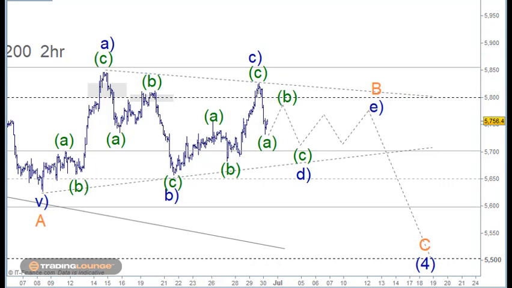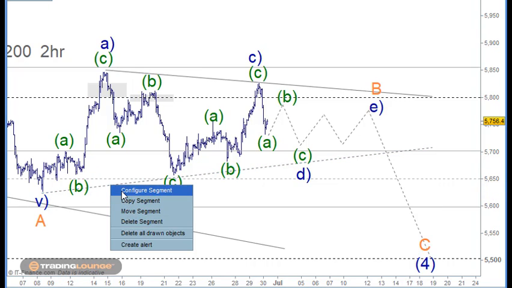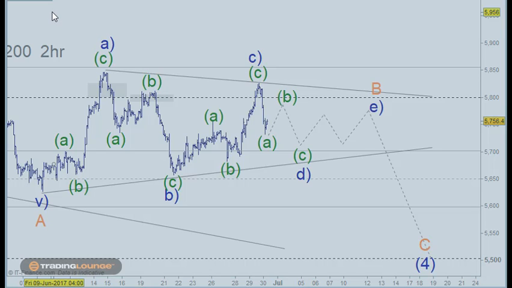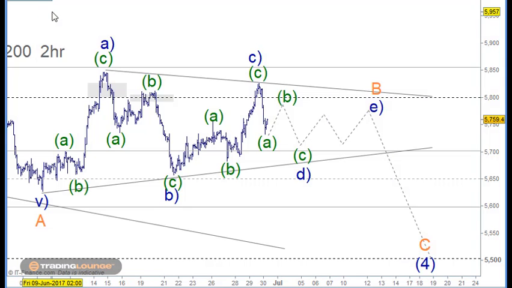I'll just put that into a darker line here so you can see that a bit more clearly at that point there. So that's possibly what we have here at the moment in this scenario.